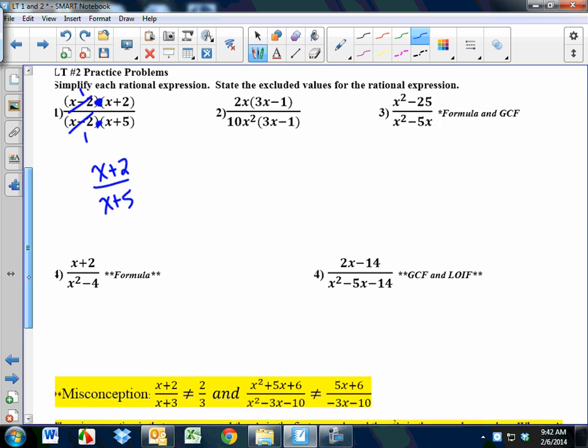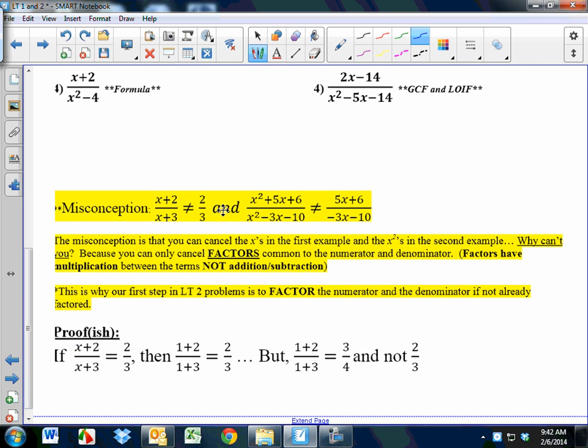Another explanation for that is down here at the bottom in highlighted. You're welcome to read through this. It kind of explains and kind of gives you an example of if you put 1 in for x here and here, it just doesn't work.